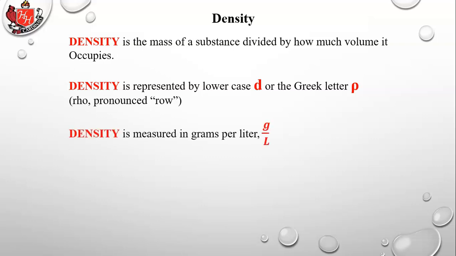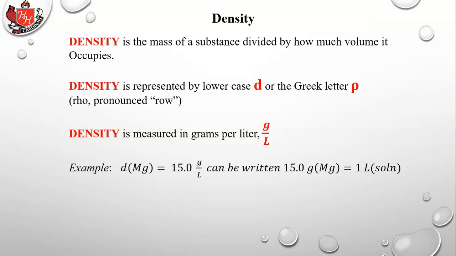Density is measured in grams per liter. So grams is an amount of mass and liters is an amount of volume. So it's how much mass you have packed into a certain amount of volume. So you could have a cotton ball that's fairly large, and a steel ball that's fairly small, they might have the same mass. If you put them on a scale, they would weigh the same. But the steel ball is more dense because its matter is packed into a smaller volume. So it's said to be more dense.